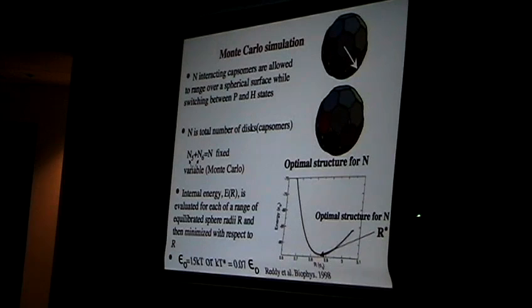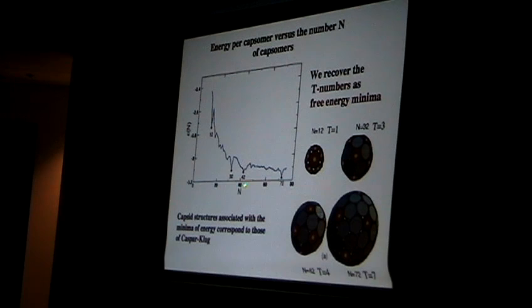So let the system explore all the energy landscapes and geometry, and then I find the optimal r. This is the solution of my Monte Carlo simulations. So you see that here I have different n's, and here is epsilon over epsilon naught, the Lennard-Jones potential. So we see that, for example, 72 is this one. It came directly out of the simulation. We recover the T numbers as free energy minimum.